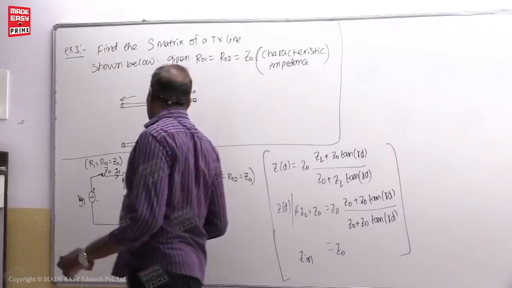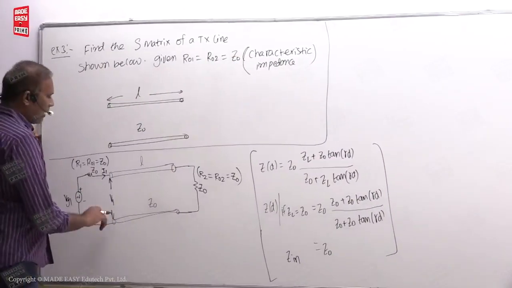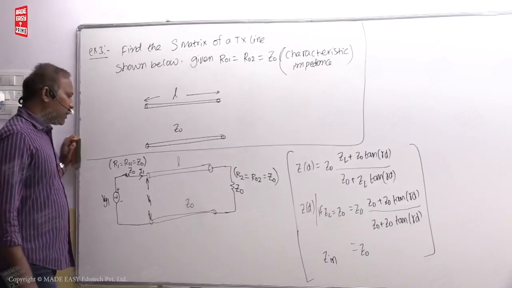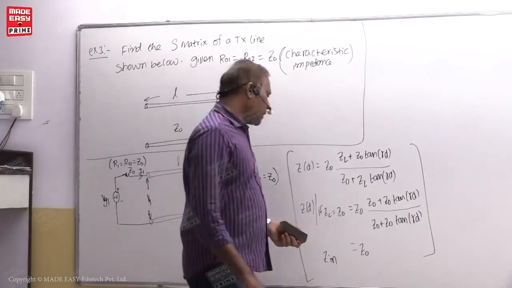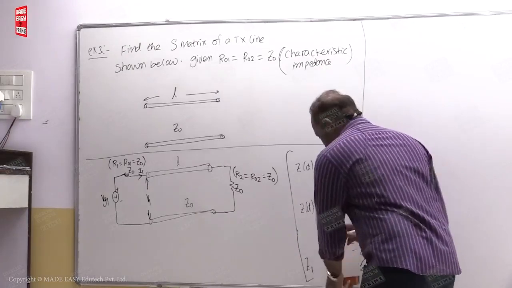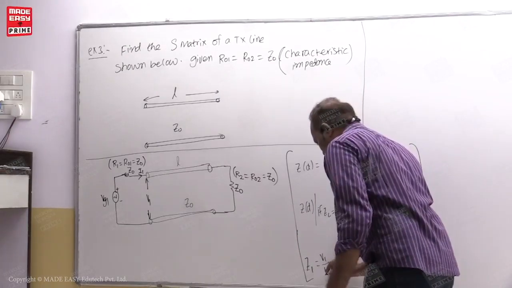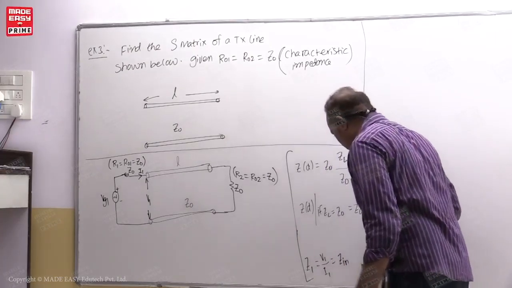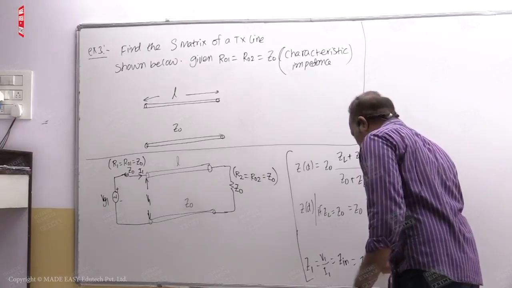So that means Z1 is nothing but V1 by I1. Input impedance of this transmission line is Z0 only now. So Z1, that is nothing but V1 by I1, that is nothing but Zin, so that is equal to Z0 here.